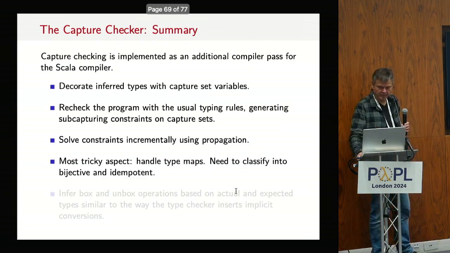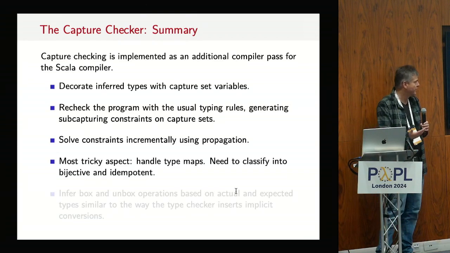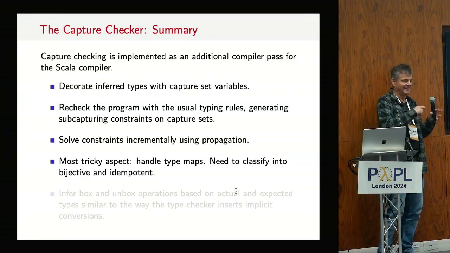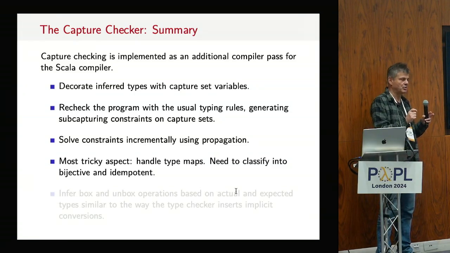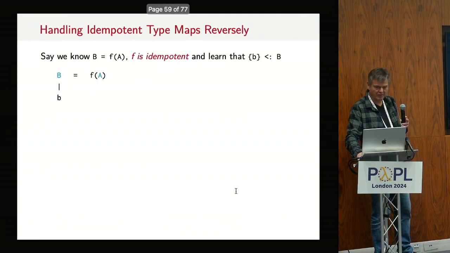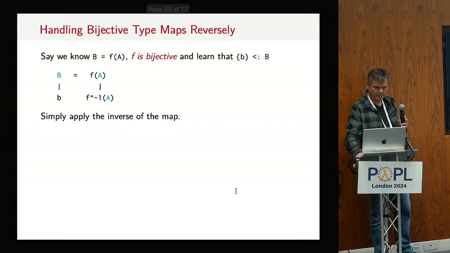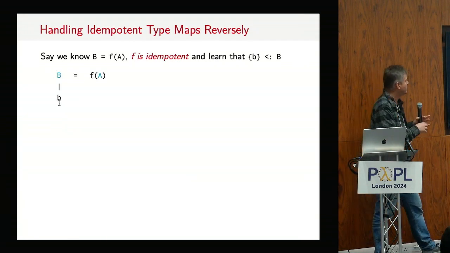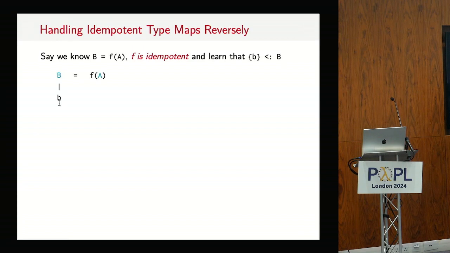And the most tricky aspect is to handle these type maps, because type maps are essentially unidirectional, and we have to know what happens. So let me give you a taste. The hard part is, we know B is f of A, and f is a type map, and then we also know that B has a new element b. So the question is, what does that mean for the element A?